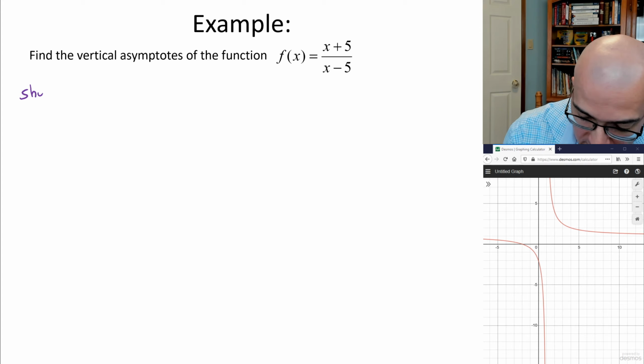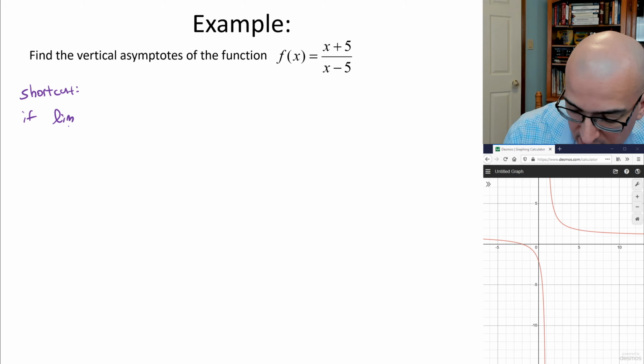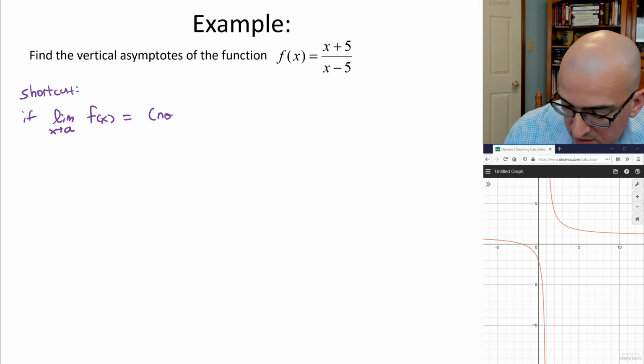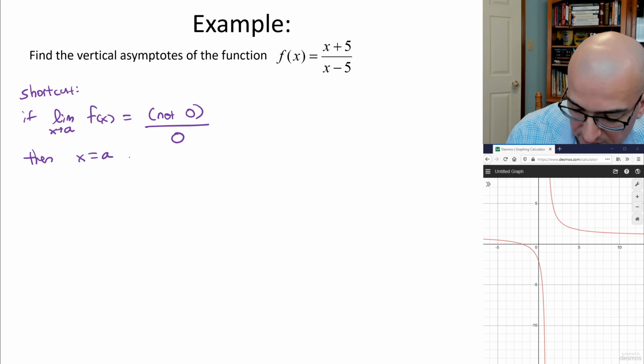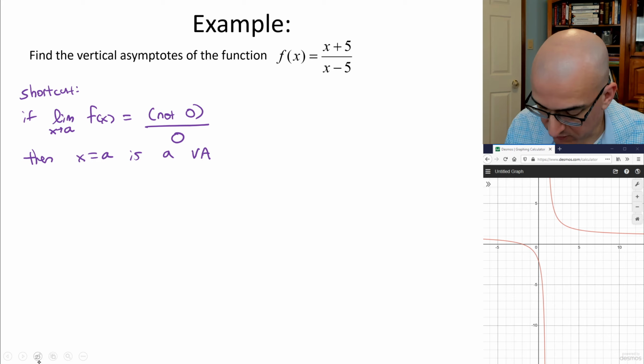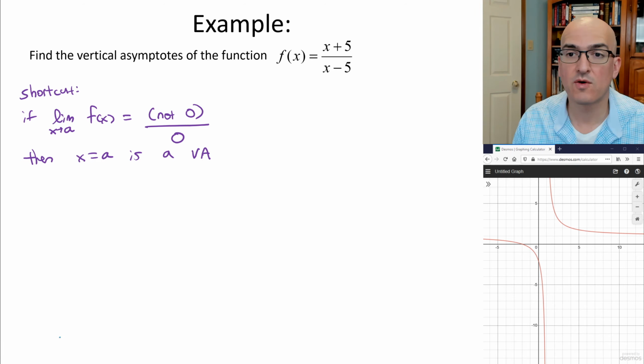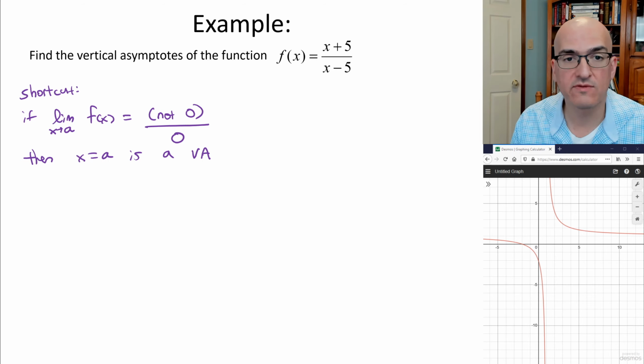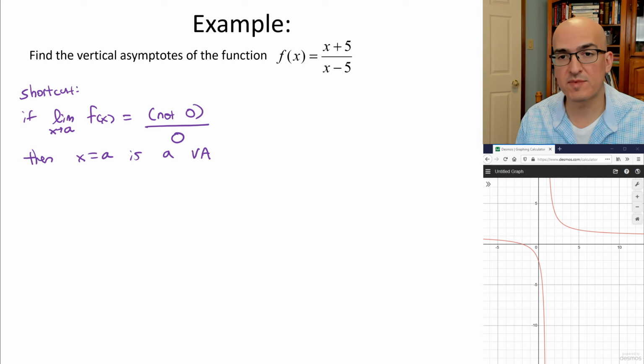So here's the shortcut, I'll write it down. If the limit as x approaches a of f of x equals not 0 divided by 0, then x equals a is a vertical asymptote. Just a quick way to do things, and if we apply that rule here, we have to think about what value of x causes 0 on the bottom, and that would be x is equal to 5.